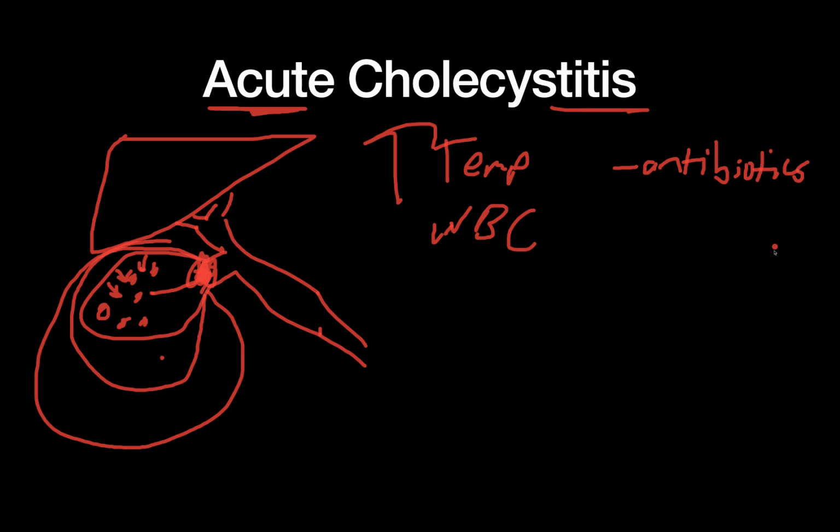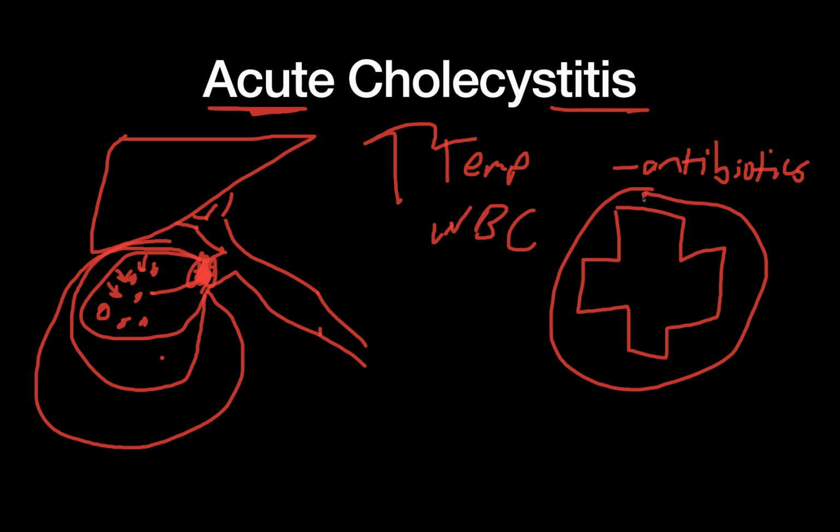And if they're a good operative candidate, they need to get their gallbladder out, and they need it out soon. So this patient does need to come into the hospital, usually to a surgery service, and get their gallbladder taken out sooner rather than later. So we're typically thinking an urgent cholecystectomy.